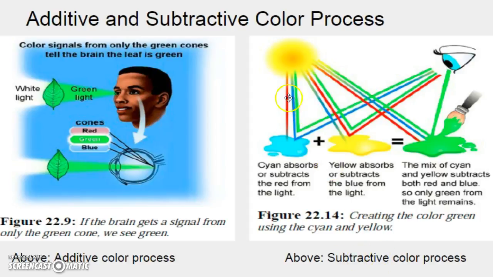In the subtractive color process, notice we have white light shining onto this color here. This should be cyan. Cyan is going to absorb or subtract red. White light, notice red, green, and blue all make up white light, shining on yellow ink or yellow paint. Yellow absorbs or subtracts the blue from the light. And if we mix these two colors together, the mixing of cyan and yellow actually subtracts both red and blue. So only green from the light remains. So if we mix these two colors, we would actually see it as green. And that's an application of the subtractive color process.